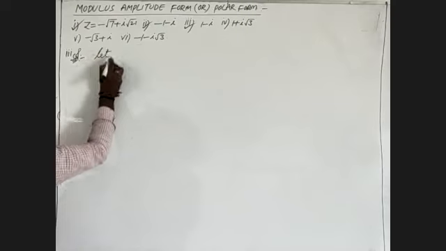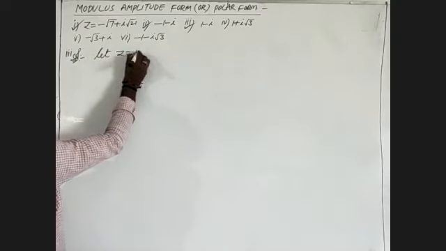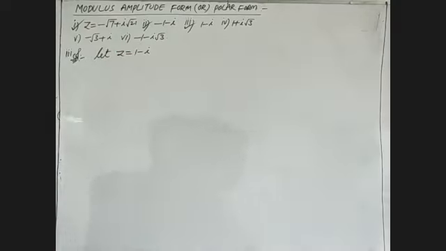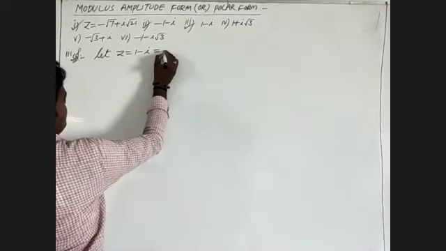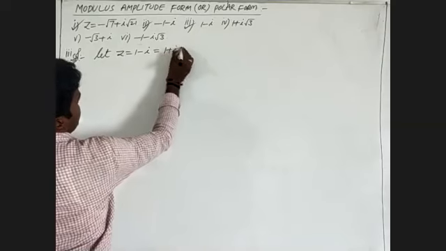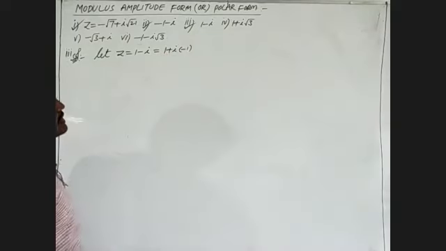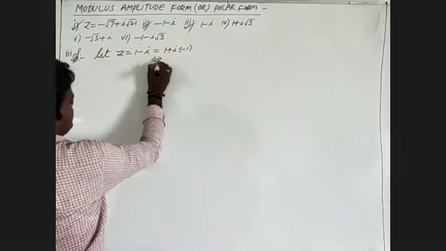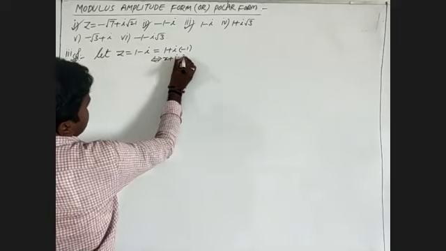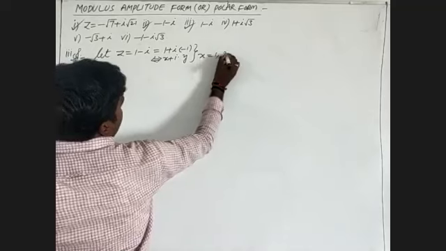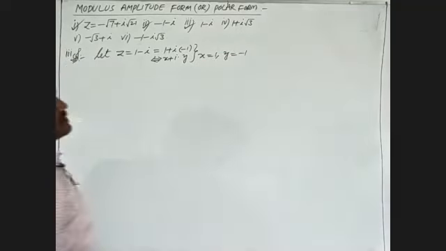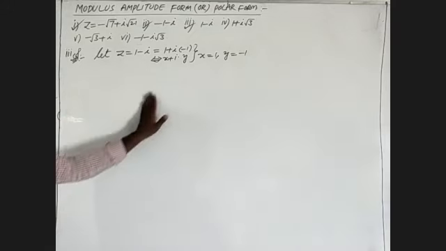Given complex number, let z is equal to 1 minus i. Here, we have to write this as 1 plus i into minus 1. We have to compare this with x plus i y. We have to write their x and y values, where x becomes 1, y becomes minus 1.